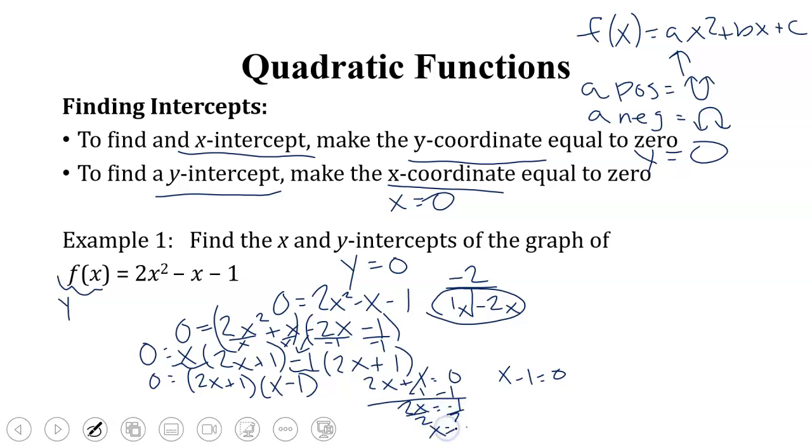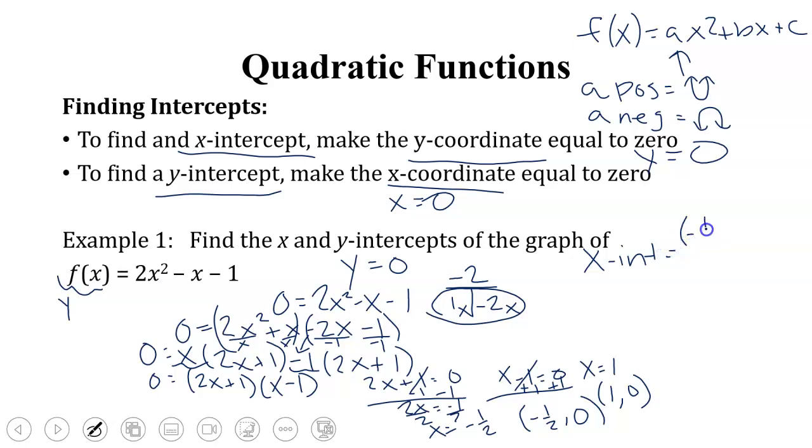So my first x is negative 1/2. This is really negative 1/2, comma 0. They're points we're graphing. And then add 1 for your second equation. So this is actually x equals positive 1, so positive 1, comma 0. So I have two x-intercepts: negative 1/2, comma 0, and positive 1, comma 0.